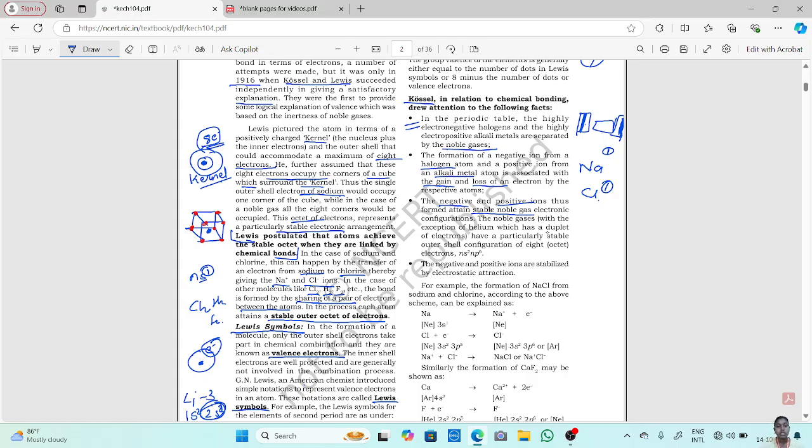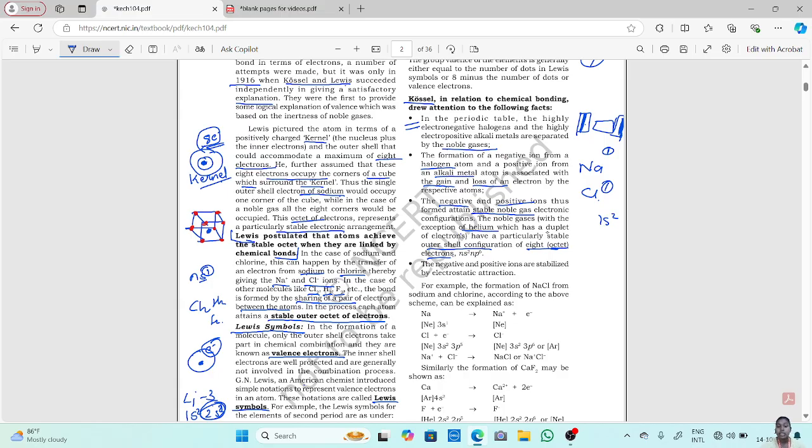So this is what negative and positive ions do: when they lose or gain electrons, they attain a noble gas electronic configuration. Now, noble gases, with the exception of helium, because helium is 1s2, all the other noble gases have an outer shell configuration of 8 electrons, the octet electrons.